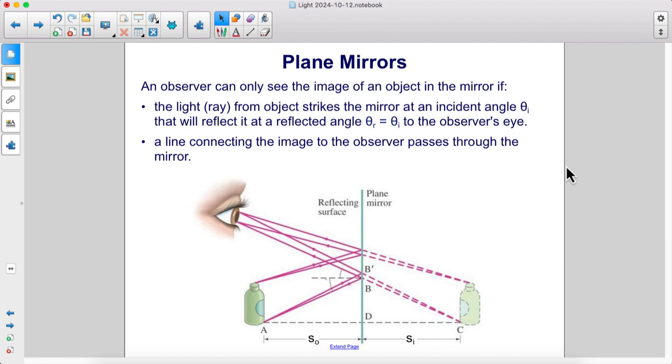An observer can only see the image of an object in the mirror if the light ray from the object strikes the mirror at an incident angle theta I that will reflect it at a reflected angle theta R, where theta R equals theta I, and it goes straight to the observer's eye. A line connecting the image to the observer passes through the mirror.